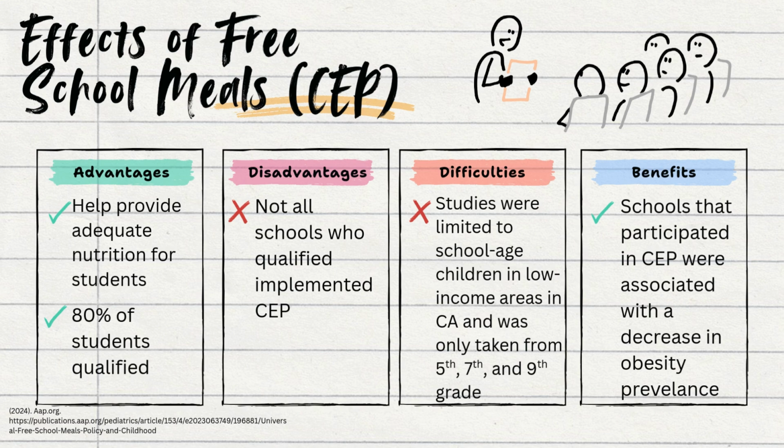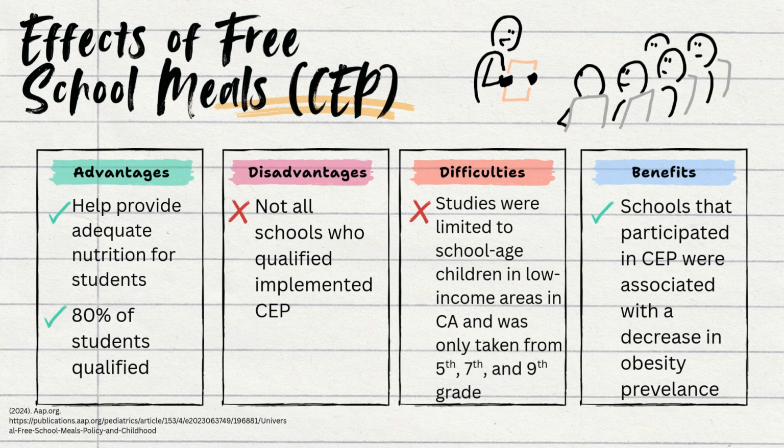However, there were some disadvantages. Not all the schools who qualified implemented CEP. This suggests that when CEP was implemented in schools, it benefited the children because they were receiving adequate nutrition and it was accessible for them. There were also some difficulties. The studies were limited to school-aged children in low-income areas in California alone, and data was only taken from 5th, 7th, and 9th graders.